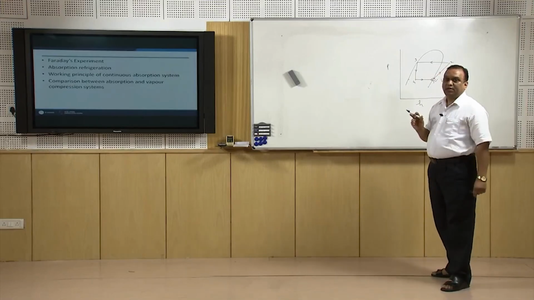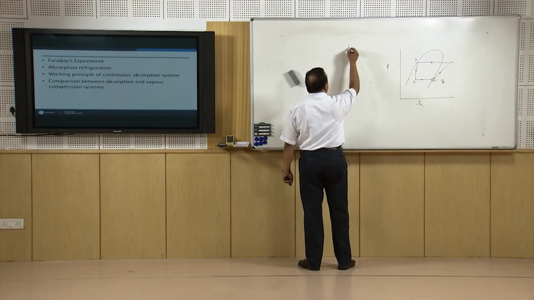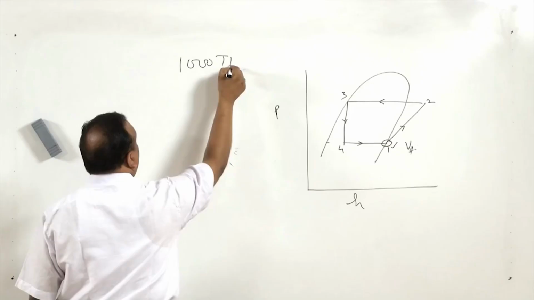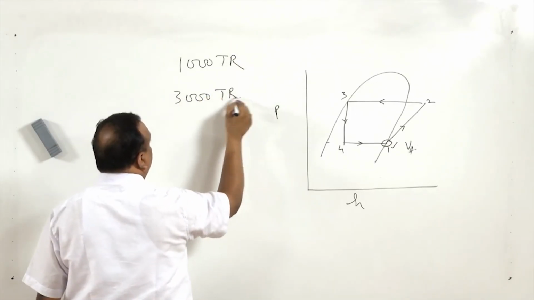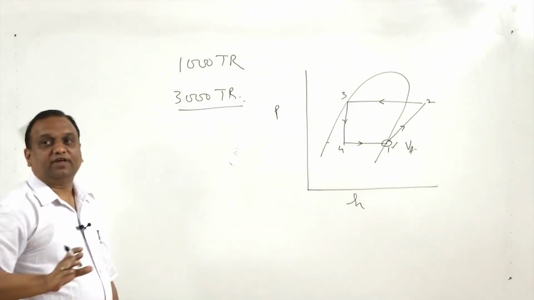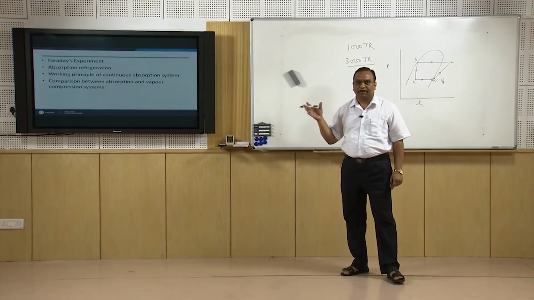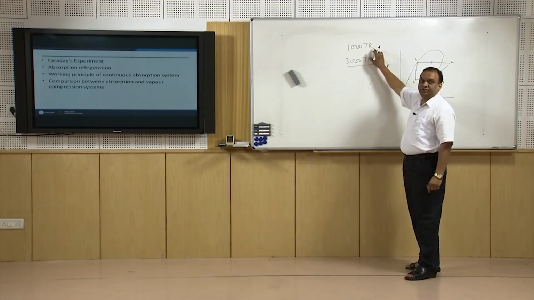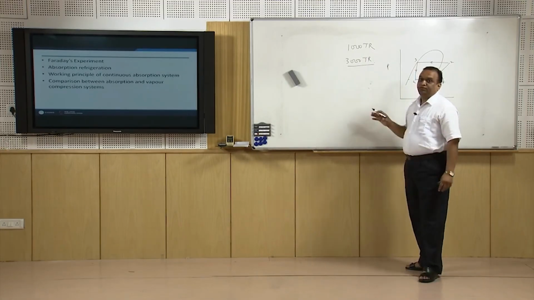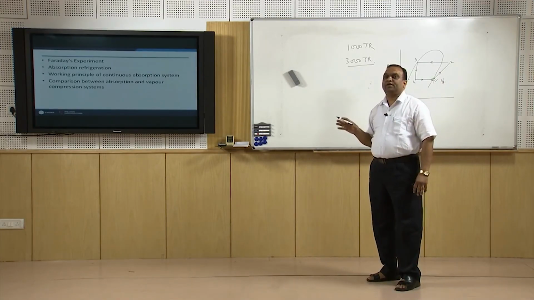For a very high capacity plant, suppose I want to have a plant of 1000 tons of refrigeration capacity or 3000 tons of refrigeration capacity, you can imagine the size of a compressor. You must have seen the compressor for 1 ton, 2 ton or 5 ton or 10 ton plants. Now, if I want to have plants of this order, the size of the compressor is going to be very large, and there will be some allied problems also.